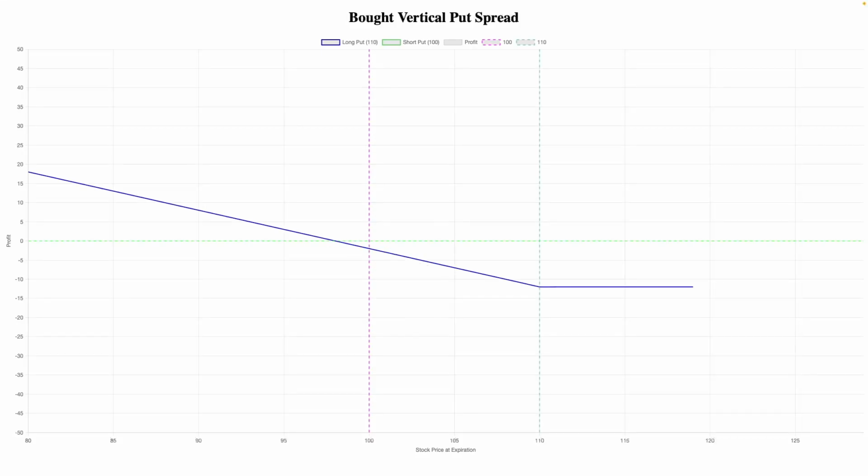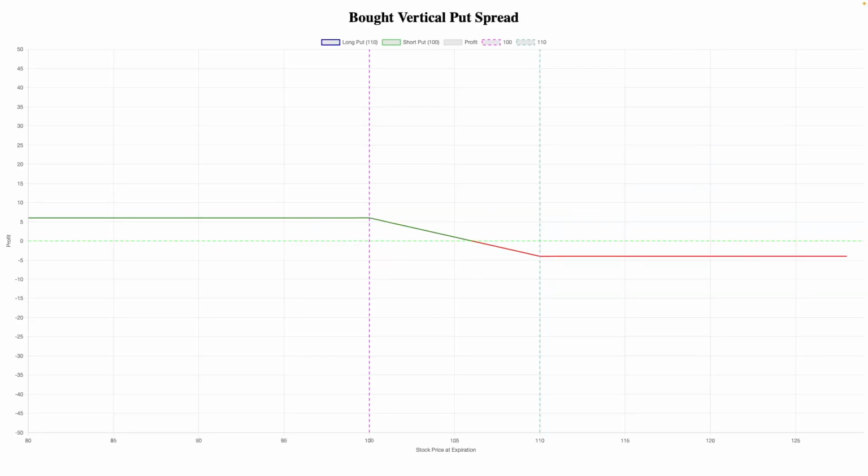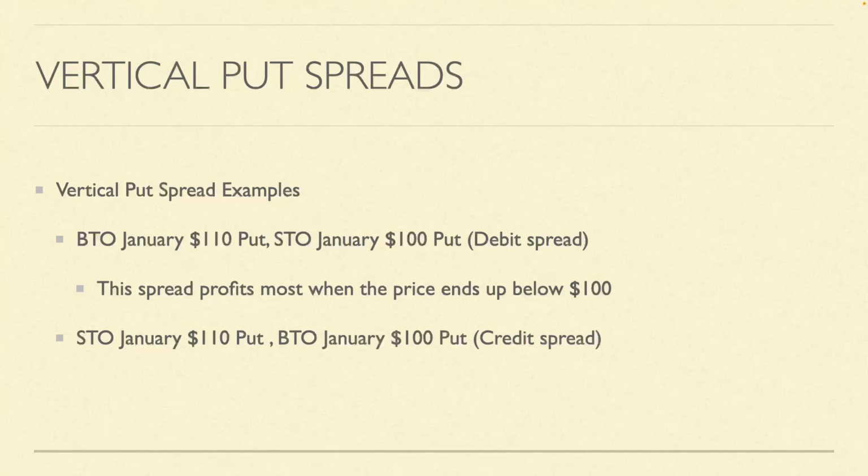This happens when the price ends up above $110, and the most you can gain is the strike difference minus the amount paid. In this case, $10 minus the open cost. Again, if it cost $5 to open, the max gain would be $5, and you would double your money. Another one would be to sell to open a January $110 put and buy to open a January $100 put. This would be a credit spread.